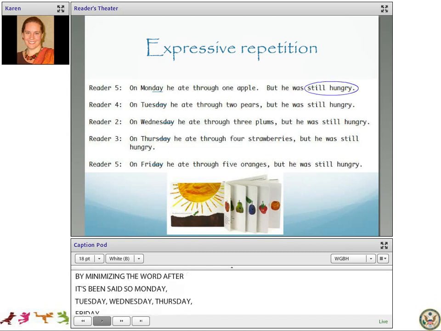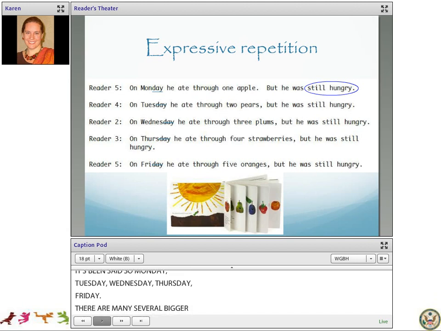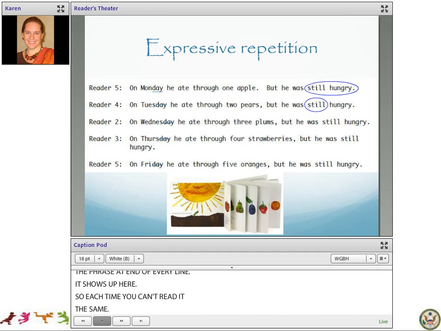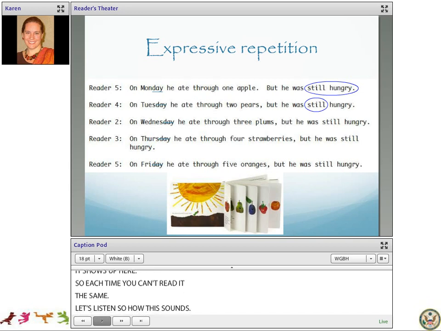So let's look at the phrase still hungry. This is a phrase at the end of every line. And so the second time you read it, you can't read it exactly the same. Let's listen to how this sounds. On Monday, he ate through 1 apple, but he was still hungry. On Tuesday, he ate through 2 pears, but he was still hungry. So here I would encourage my readers to emphasize something different about it, just one of the words. And that word still is the strongest word in the whole sentence.